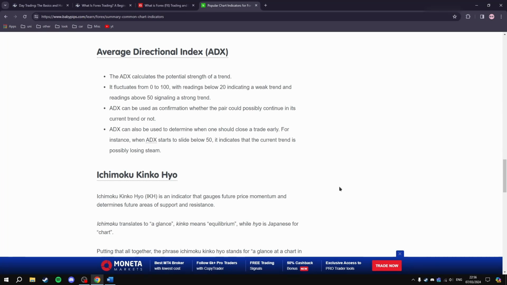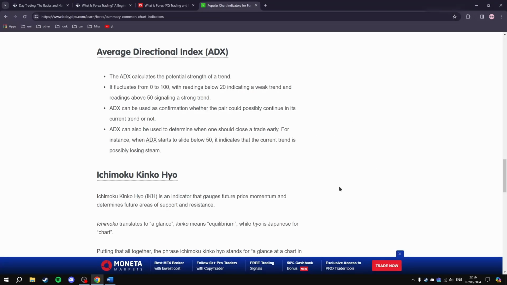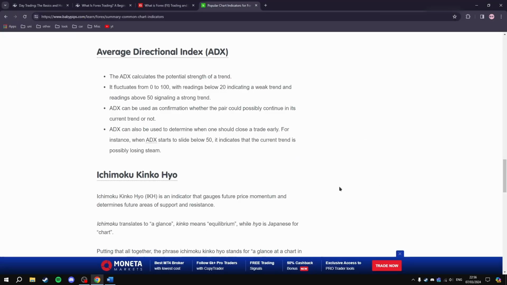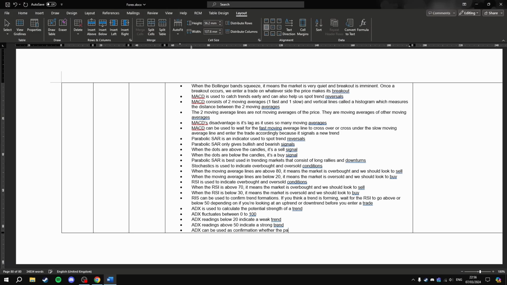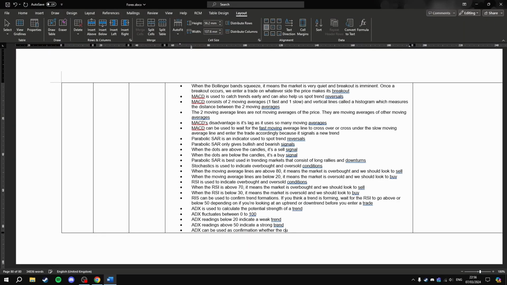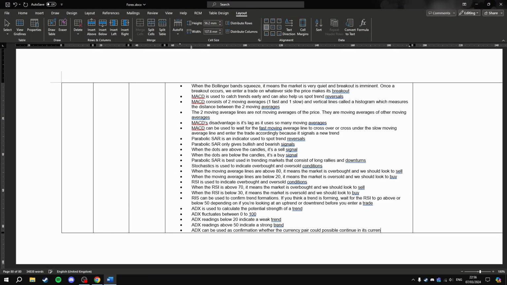ADX can be used as a confirmation whether the currency pair could possibly continue in its current trend or not.